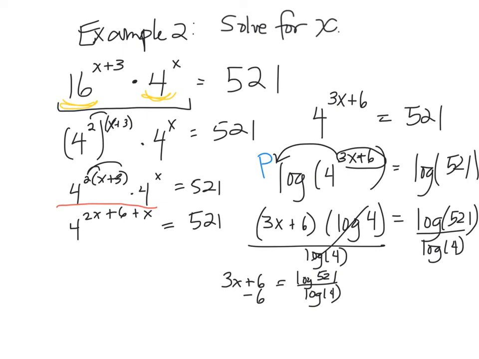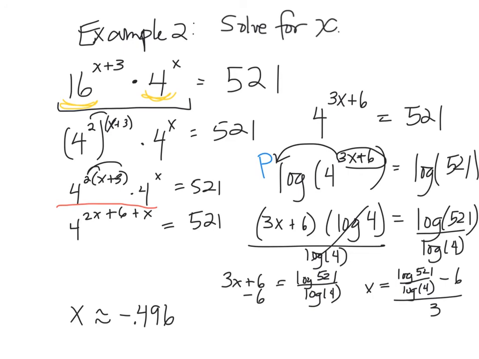So we will get x equals log of 521 over log of 4, minus 6, that whole thing divided by 3. So we're going to put this in the calculator. And what we get is approximately negative 0.496. So this means if I plug in negative 0.496 to my x, I should get 521. If I plug it on the left side, I should get 521.